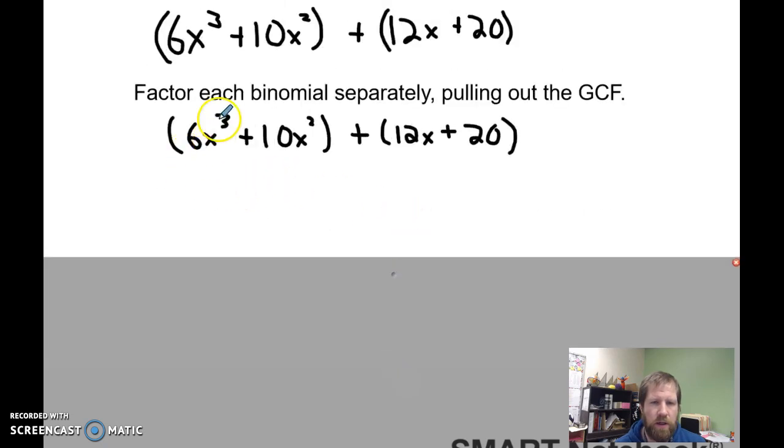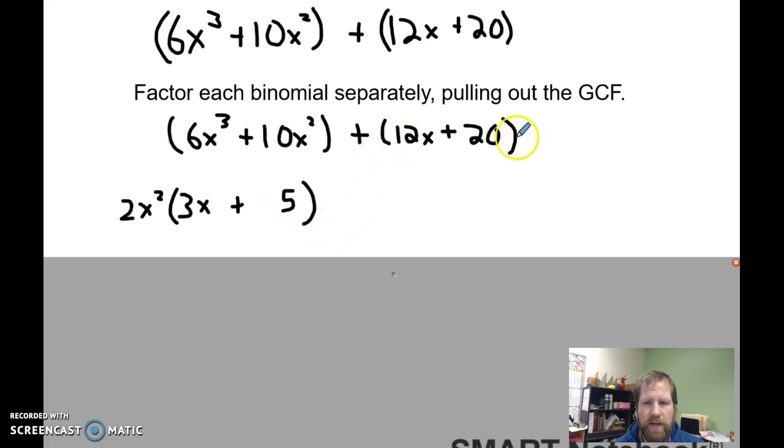So I've got 6x cubed and 10x squared. My coefficients, my 6 and my 10, their greatest common factor is going to be 2. And then the greatest common factor between my variables is going to be x squared. So 2x squared is my greatest common factor for this one. If I factored that out, I would have left over 1x here and 3, so 3x. And then if I factored out 2x squared from 10x squared, I'd be left with 5.